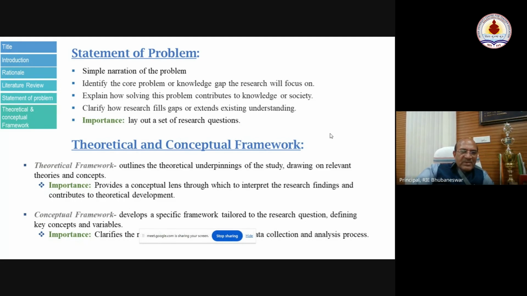After the statement of the problem, we want the theoretical and conceptual framework. In the theoretical framework, I mean the outlines, the theoretical underpinnings of the study, drawing on relevant theories and concepts. Under importance, it provides a conceptual lens through which to interpret the research findings and contributes to theoretical development. Lens means a way of perception, a way of seeing things. And in the conceptual framework, a specific framework should be there, tailored to the research questions, defining key concepts and variables.